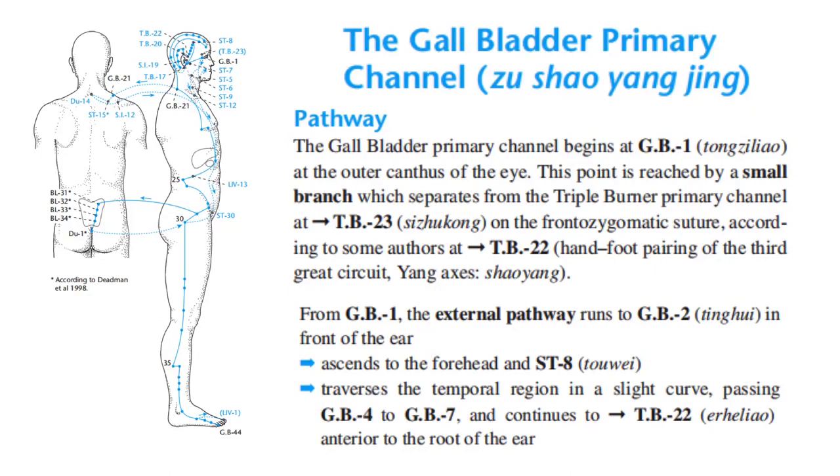From GB1, the external pathway runs to GB2 in front of the ear. Then it ascends to the forehead and stomach 8. Then it traverses to the temporal region in a slight curve, passing GB4 to GB7 and continues to triple burner 22, anterior to the root of the ear.